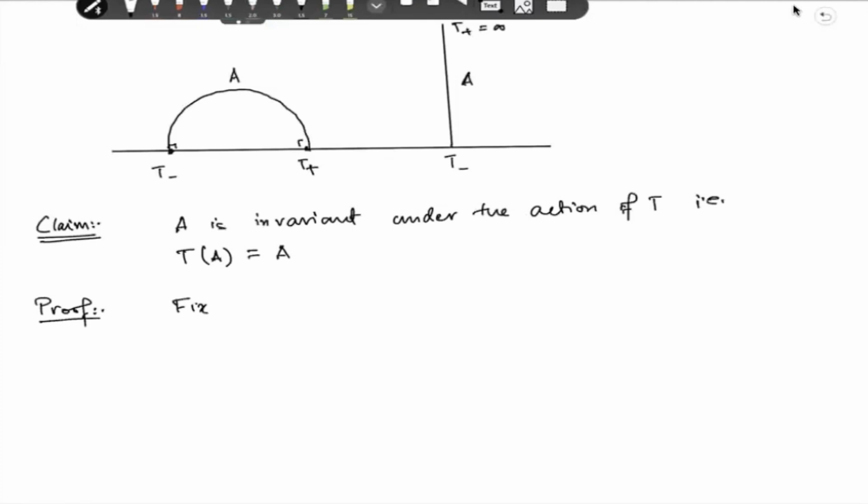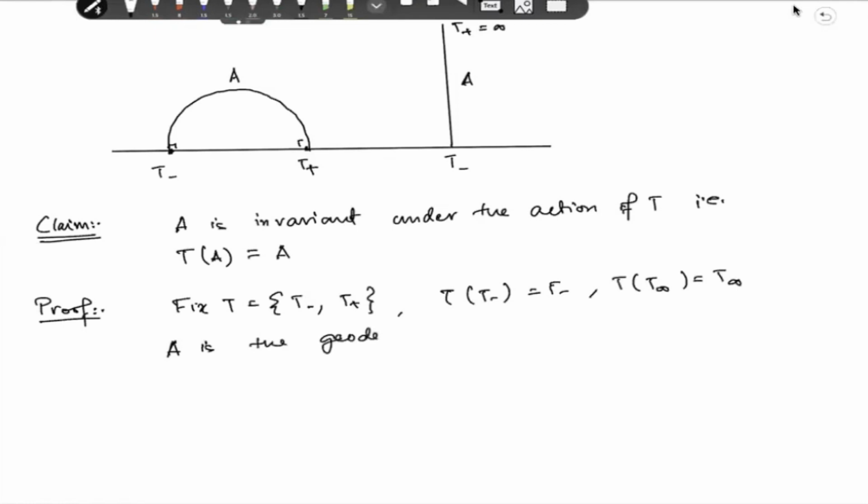So we know the fixed points of this T, these are my T minus and T plus. Therefore T of T minus is T minus and T of T plus is T plus. So A is the geodesic joining T minus and T plus. The upper half plane is a unique geodesic space, so this is the unique geodesic joining T minus and T plus.